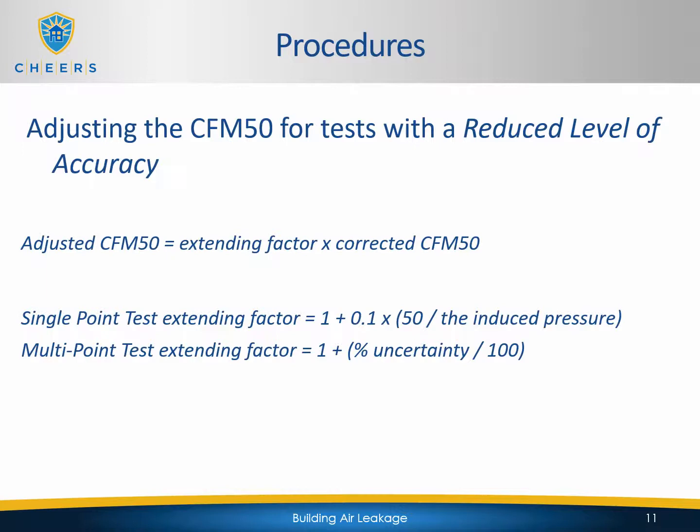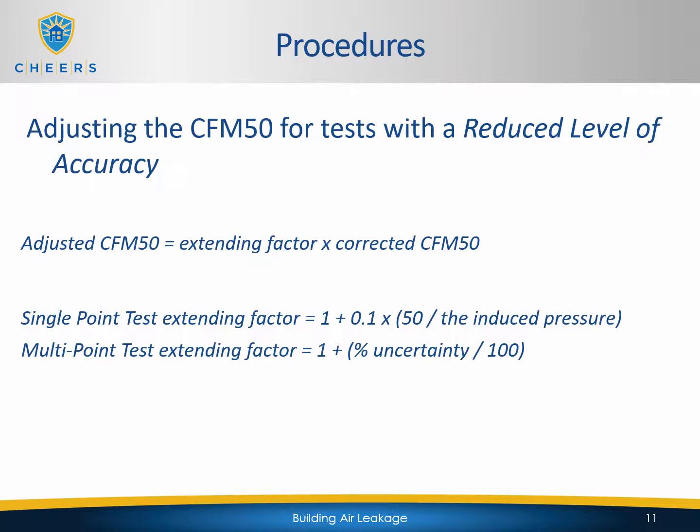So the adjusted CFM50 is equal to the extending factor times the corrected CFM50. Please don't confuse the adjusted CFM50 with the corrected CFM50. So far, everything that we calculated earlier was to calculate the corrected CFM50. Now we're calculating the adjusted CFM50.